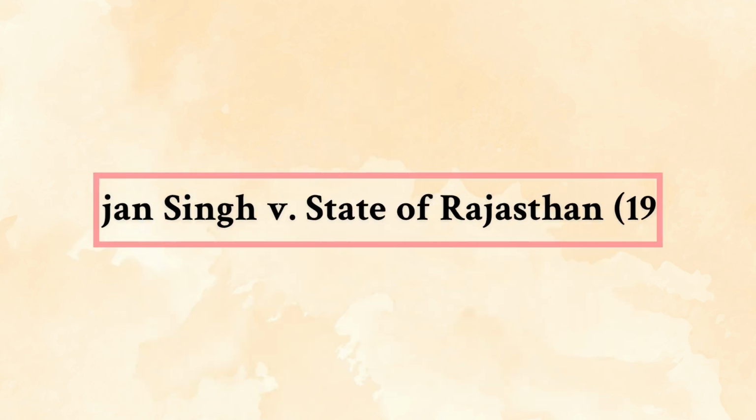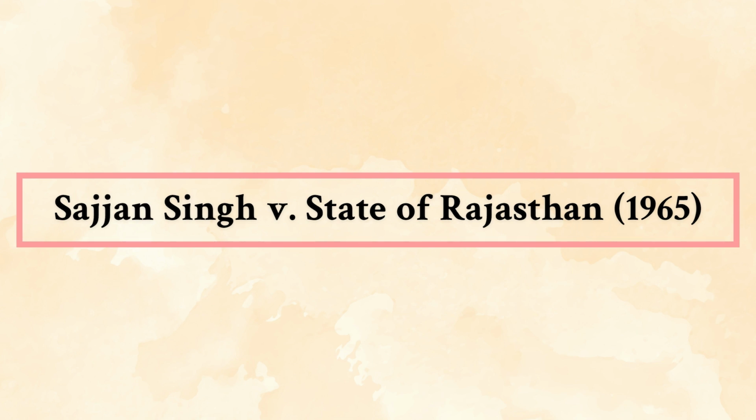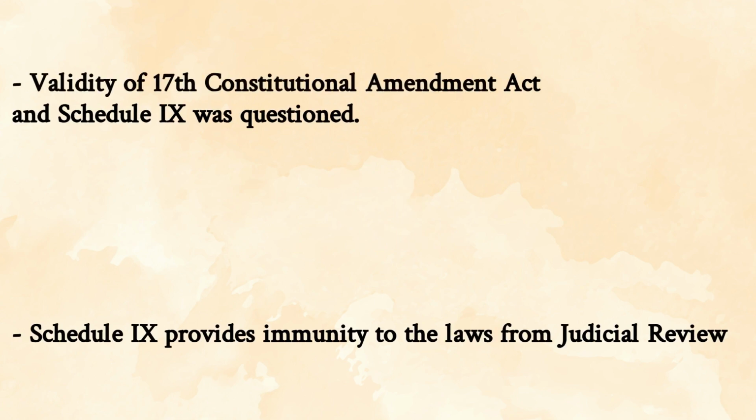In the case of Sajan Singh versus State of Rajasthan, the 17th Constitutional Amendment Act was questioned. Under the 17th Amendment Act, different state governments placed their land reform acts in Schedule 9, as Schedule 9 provides immunity to the laws from being questioned by the judiciary through judicial review. When a law is placed in Schedule 9, such law becomes valid though it violates the fundamental rights, and it cannot be questioned. Such law is implemented irrespective of its violation of fundamental rights.